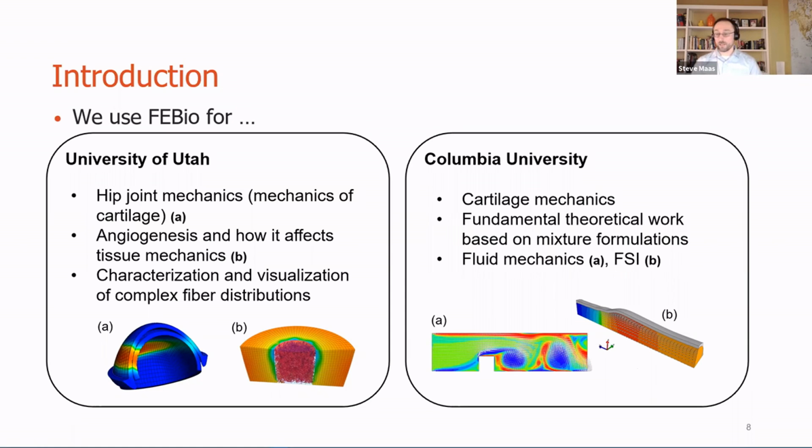On the Columbia side, there's also great interest in cartilage mechanics. They use both experimental and computational methods for studying the mechanical properties of cartilage. But they've also done a lot of fundamental theoretical work, and much of that work is based on mixture theory. All these theoretical developments that they developed are available in FEBio. That includes not only the biphasic and multiphasic code, but also a novel fluid mechanics solver, which is also coupled through our mechanics solver, which allows you to do FSI.